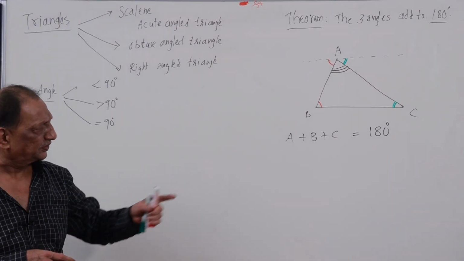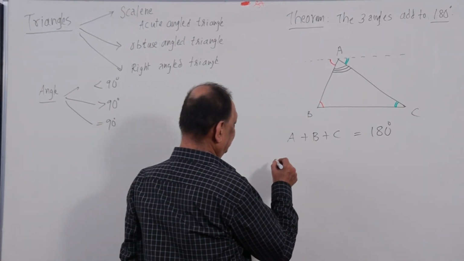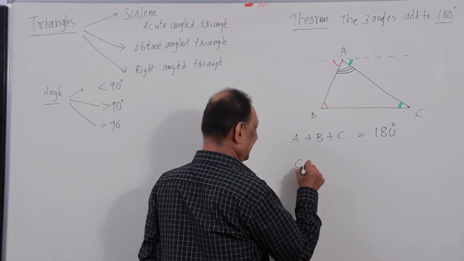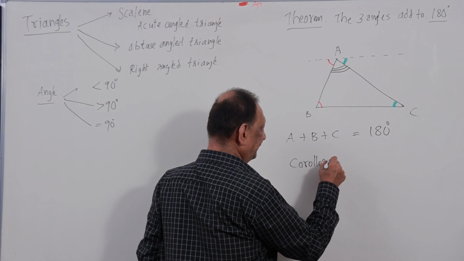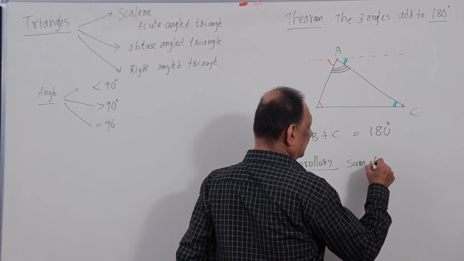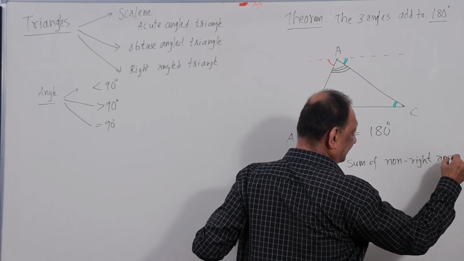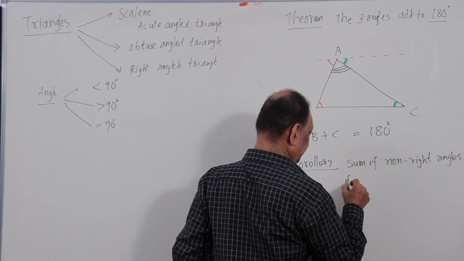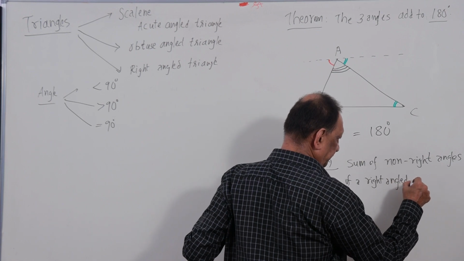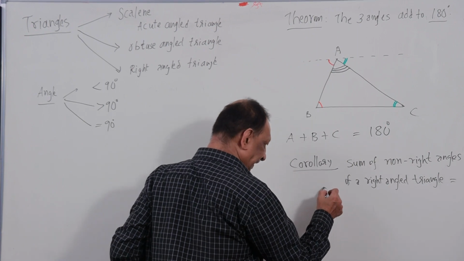Correct. Now, this 180 degrees also gives you one very important property, that is theorem 2, or you can call it a corollary. It is not really a theorem. A corollary: the sum of the non-right angles of a right angle triangle. That means I've got a right angle triangle.